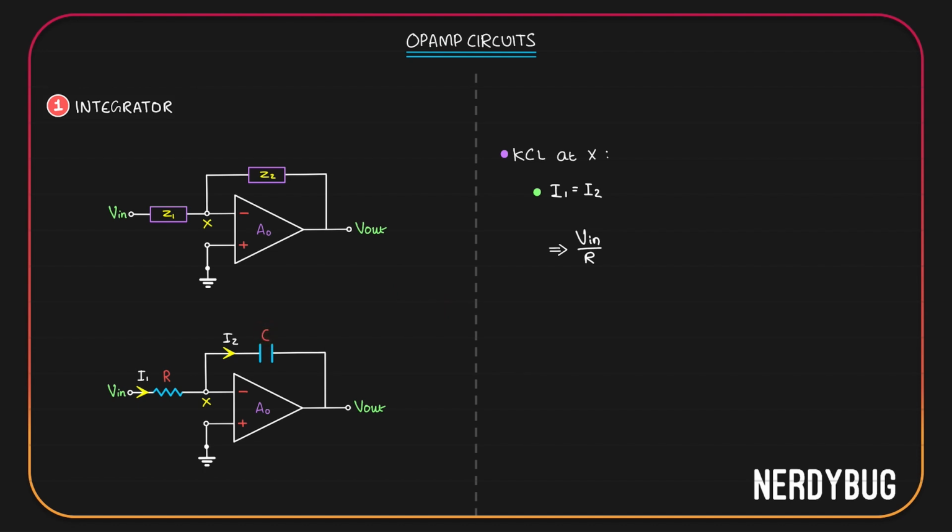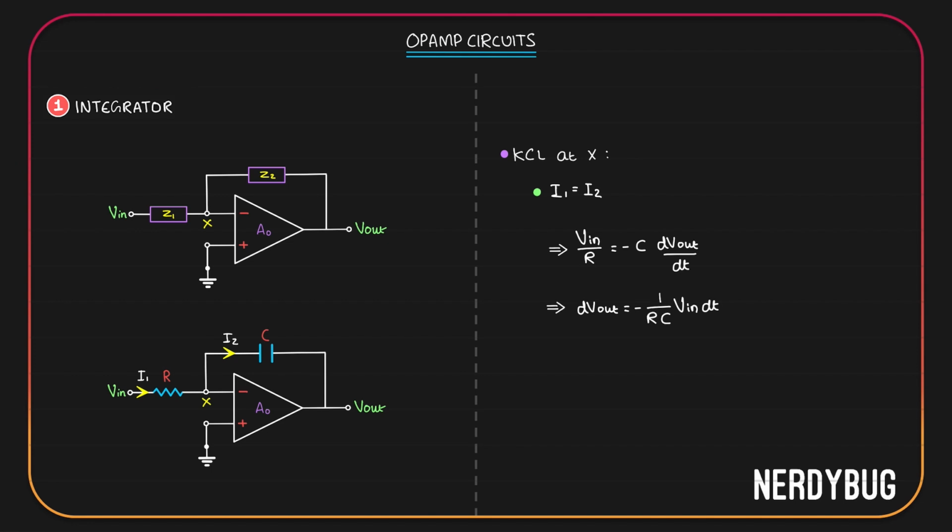What is the potential across the capacitance? Vx minus Vout. But Vx is 0. So the potential across the capacitor is 0 minus Vout, or negative of Vout. So I2 will be C multiplied by d by dt of negative Vout, or we can write negative C dVout by dt. From here we can write what is dVout. It is negative 1 by RC Vin dt.